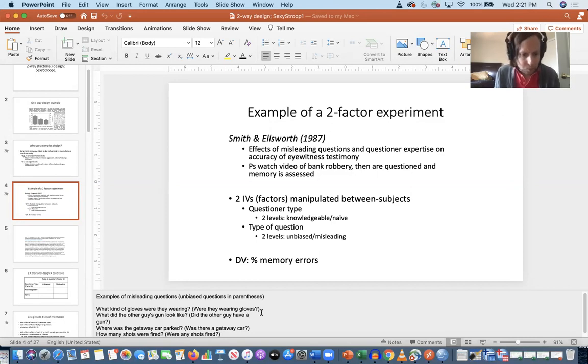When you ask a person, "What did the other guy's gun look like?" that implies that indeed the individual had a gun, when in reality the other guy might not have had a gun. There are a couple of other examples, but I won't go through all of them. That's the type of question: whether the question was misleading or unbiased.